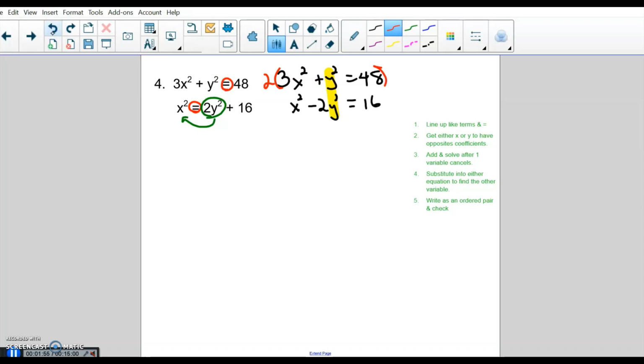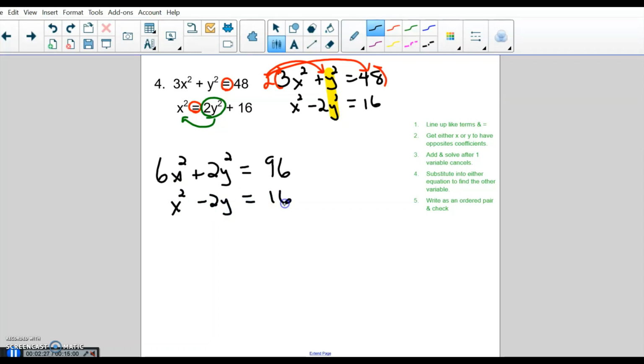So let me redo this one more time. We'll have 6x squared, this is multiplying the top, plus 2y squared equals 96. That was 2 times 3, 2 times y squared, 2 times 48. The bottom equation is going to stay exactly the same: x squared minus 2y squared equals 16. So now the y squareds will cancel out. That's the elimination in this problem.